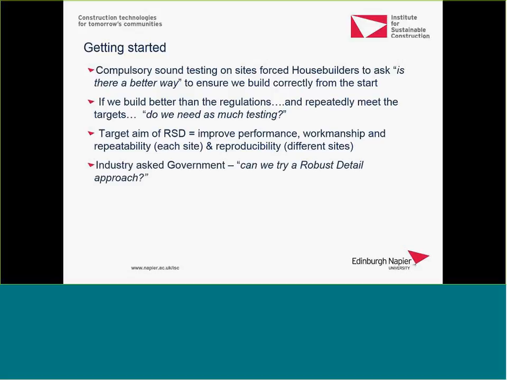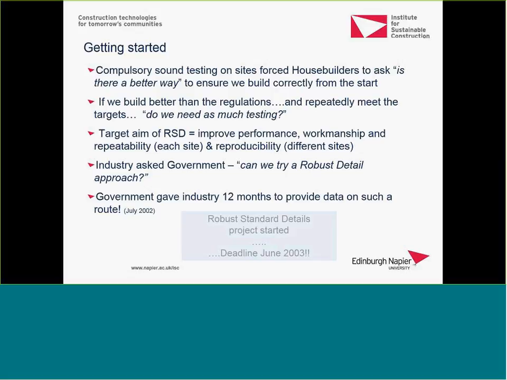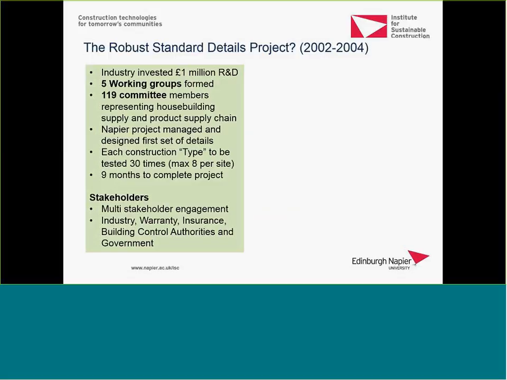And so the industry asked government, can we try a robust detail approach in 2002? And the government gave the industry 12 months to provide data on such a route, if it was possible. So at inception, the government had given the industry 1 year. Isn't a huge amount of time when you consider it. So the industry rallied together and they brought together about £1 million of R&D investment. 5 working groups were formed. We had 119 committee members to look after, representing all the house building supply and product supply chains.